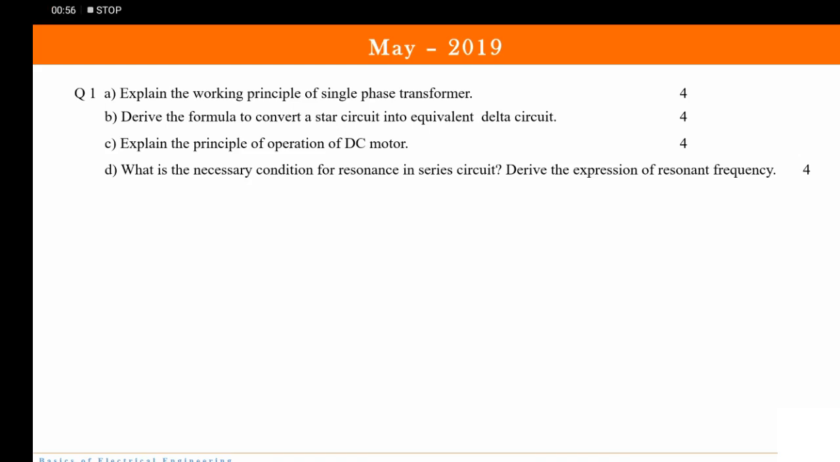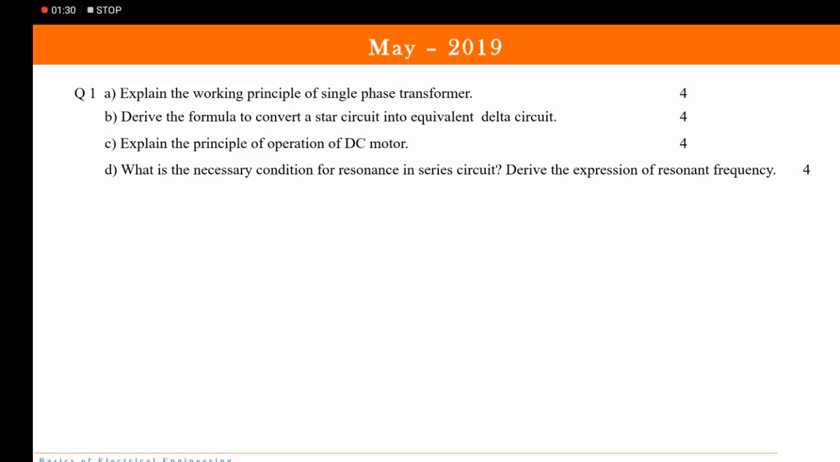B part says: derive the formula to convert a star circuit into equivalent delta circuit. Now, if you remember, the same question was there in December 2019, but here this question has been asked for 4 marks and there it was for 10 marks. But please remember, there we converted a star into delta and delta into star. So both the conversions were asked. Here only one conversion is asked. But you can of course refer to the solution of that question in December 2019.